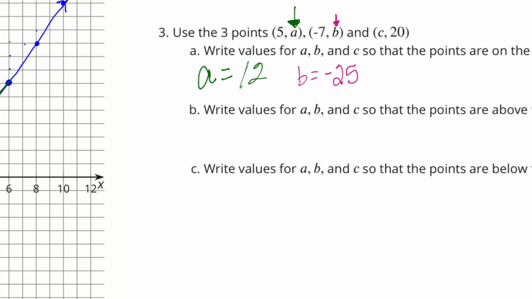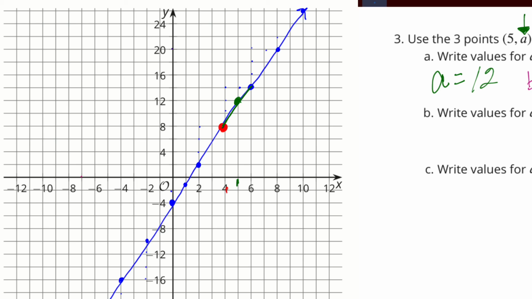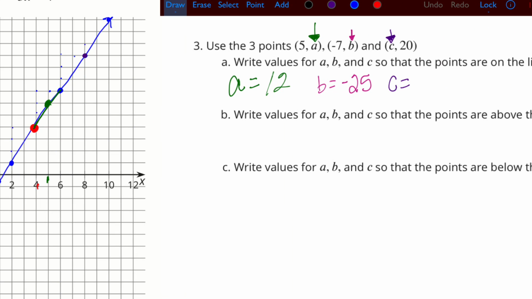And then lastly, we have C. Somebody pick a color. Brown. Red. Purple. Okay, so now we have C. With C, we are given the y value, so we're looking for the x value. So for my y value, I'm going to go up to 20 and across. What is the x value here? 8.